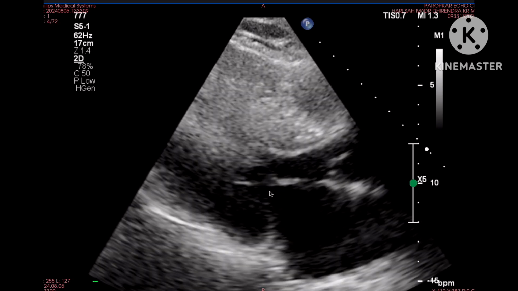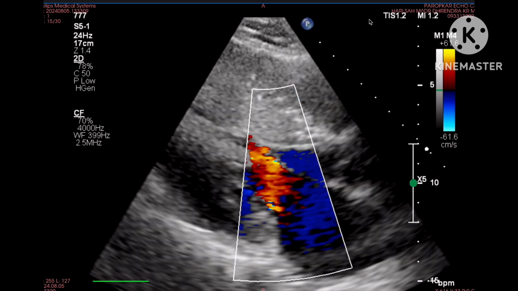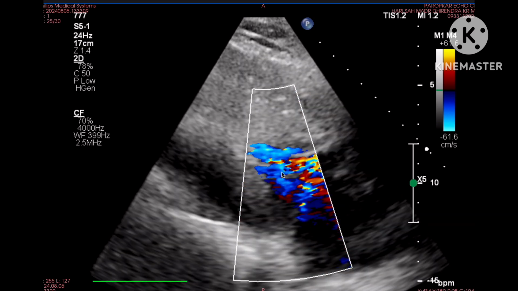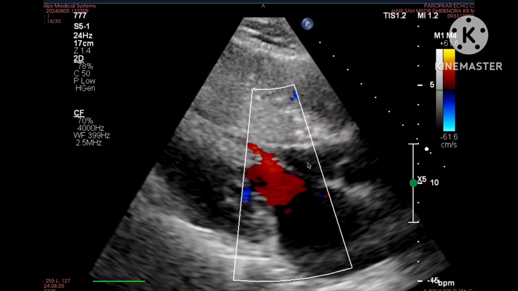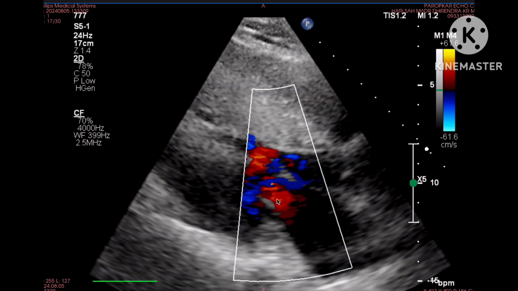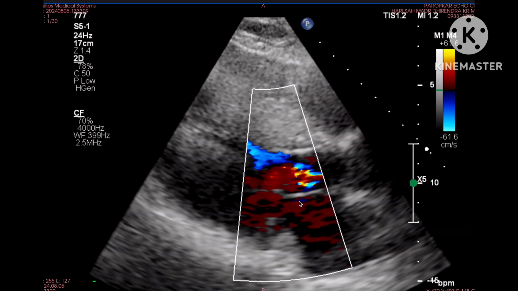During this, when the valve moves towards the IVS, the interventricular septum, anteriorly, then MR happens, that is eccentric. So in this case, you will see the flow obstruction in the subaortic zone. At the same time, systolic mitral regurgitation is also seen.